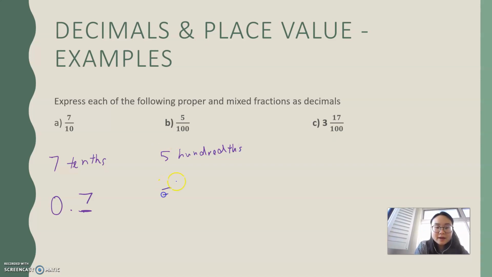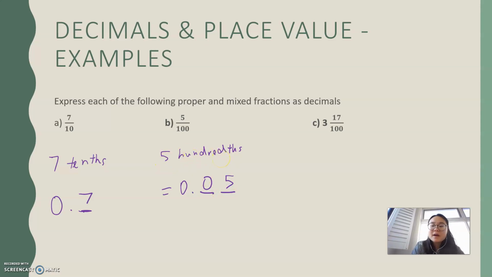5/100ths. So you know that that's going to equal 0 point something something. The first position is the tenths column, so the 5 is not going to go there. The second position is the hundredths column, so the 5 will go there because we have 5/100ths.